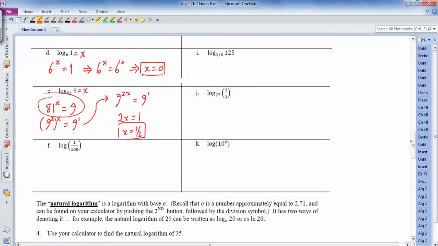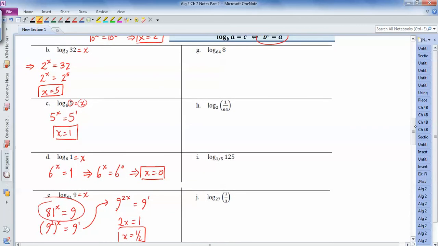Okay, let's keep going. Let's see, log base, so that's a base 10, remember, it's implied, of 1 over 100. Let's set that equal to x. So then 10 to the x equals 1 over 100. 1 over 100 is 1 over 10 squared. And 1 over 10 squared is the same as 10 to the negative 2. So now we've got the same base, 10. And so the exponents are the same too. x equals negative 2.